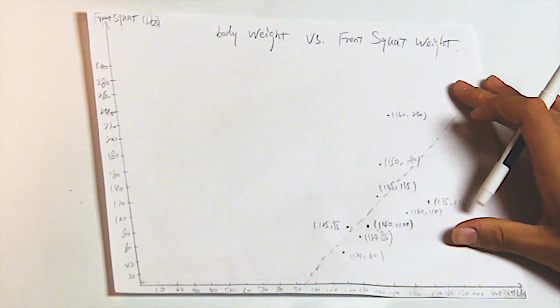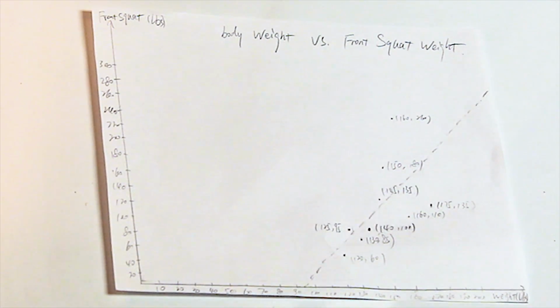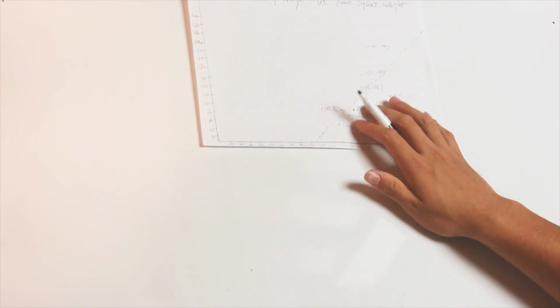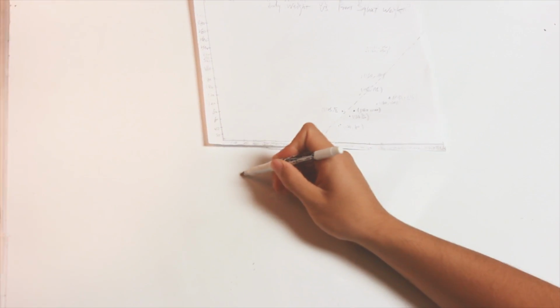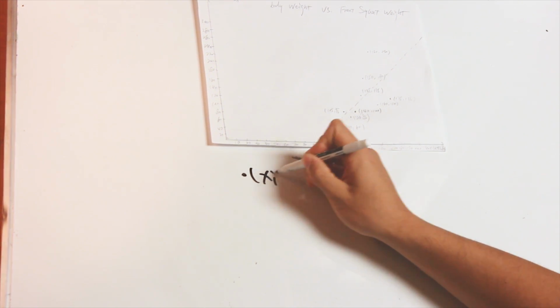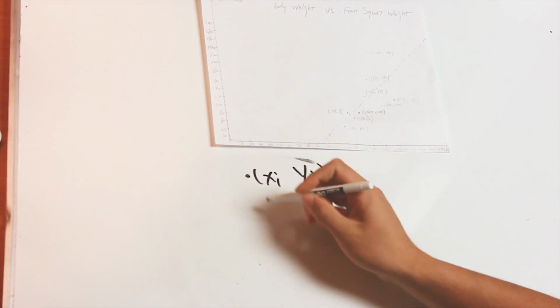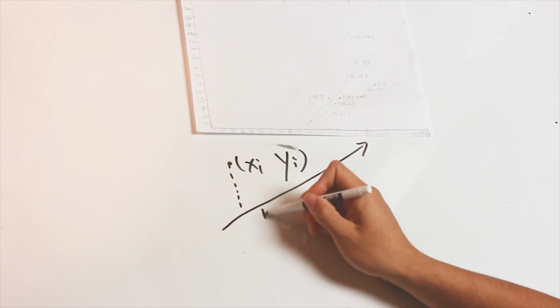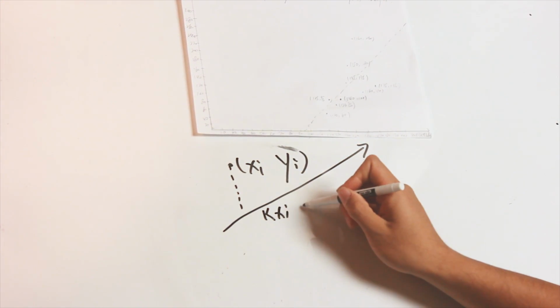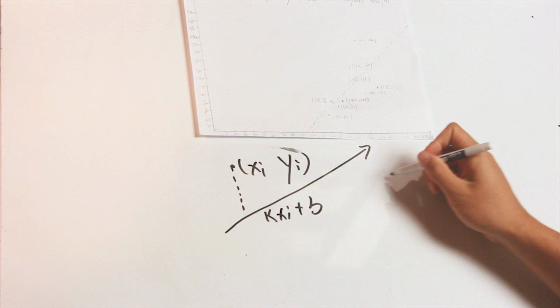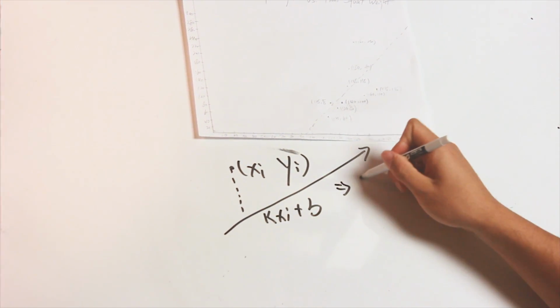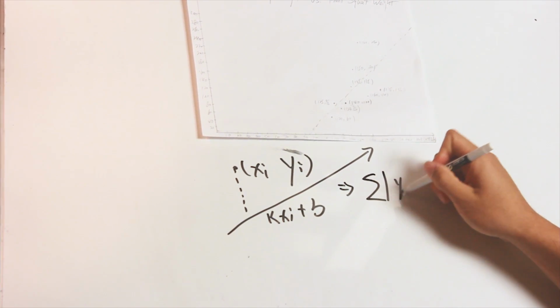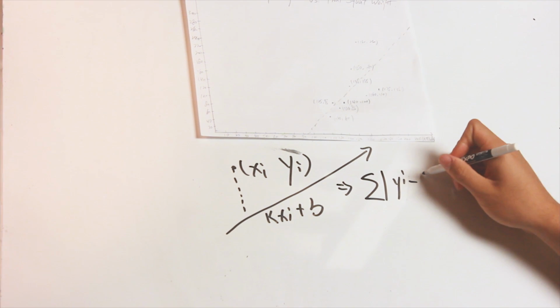Okay. After collecting all the data, I graph them on the scatter plot. In order to find the best fitting line, we need to minimize the sum of the distance from all the points to the line. Instead of getting the perpendicular distance, I decide to find the distance from the point to a point on the line with the same x value. Therefore, the formula will be the sum of the absolute value of yi minus (kxi plus b).